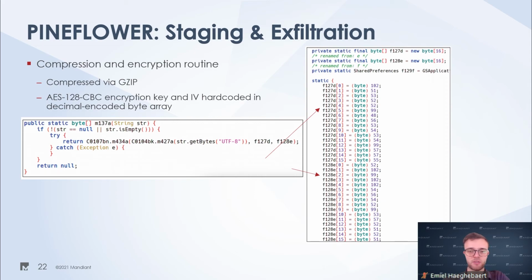PINEFLOWER also uses a compression and encryption routine in order to obfuscate files prior to exfiltration. This is similar to the hard-coded command and control server. The encryption key and IV that are used for AES-128 CBC encryption are stored in a decimal encoded byte array that you can see on the right. PINEFLOWER compresses data via gzip and then passes these key and IV parameters to a function that encrypts the data with AES-128 CBC. You can see here that this F127D and F128E is the key IV pair.